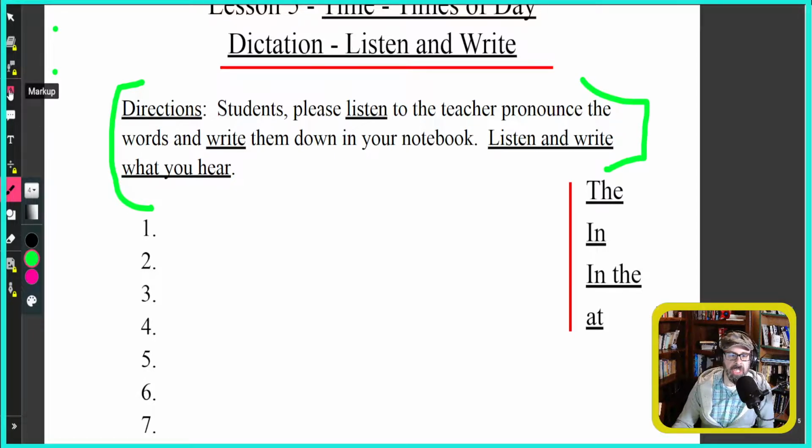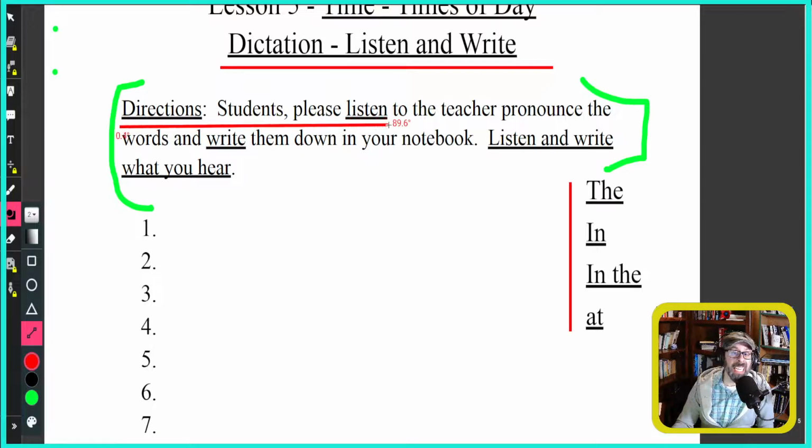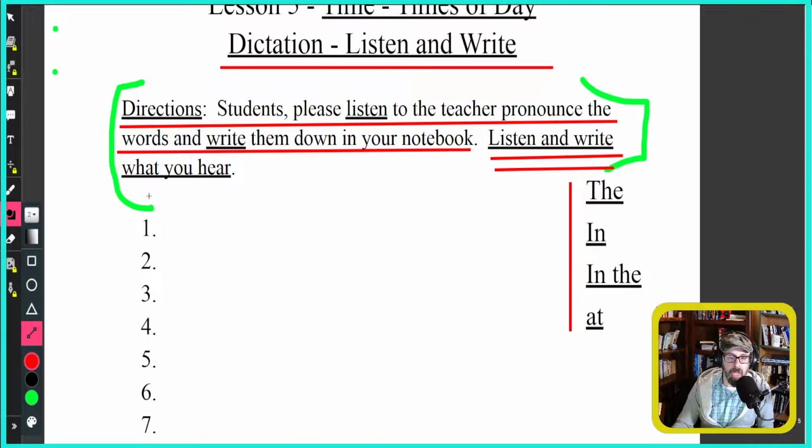Okay, directions. Let's read the directions together. Okay, directions. Students, please listen. Okay, listen to the teacher pronounce the words. Okay, so listen to the pronunciation and then write those words down that you hear in your notebook. Okay, so your job is to listen and write. Okay, that's your job. Listen and write what you hear. Okay. Now, remember, when we do our first activity, when we do vocabulary lessons, the first activity is for you to listen and write and copy the vocabulary.